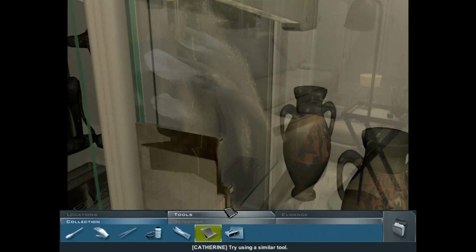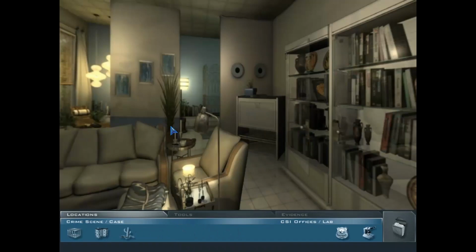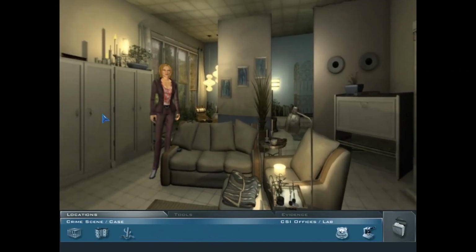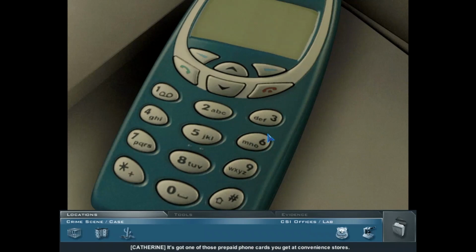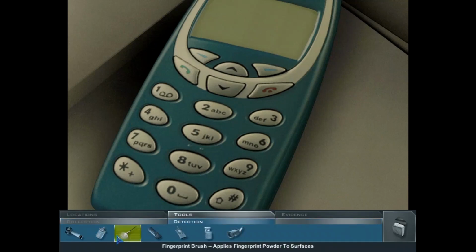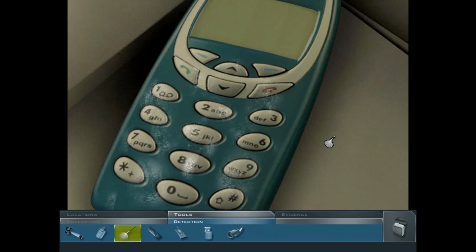Try using a similar tool. We can't use that here. It's got one of those prepaid phone cards you get at convenience stores. Didn't Lita make a call after dropping the Benedetti woman's body off? No prints worth lifting. Phones don't get cleaned, and there's always overlapping prints. Can't pull enough points for proper comparison.